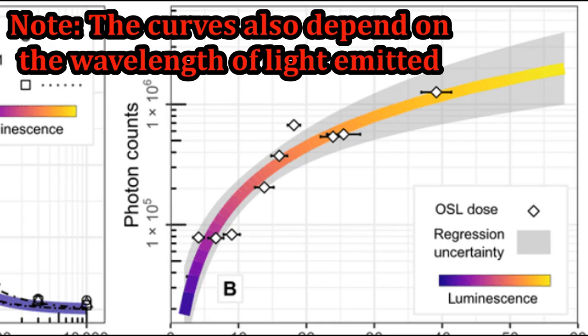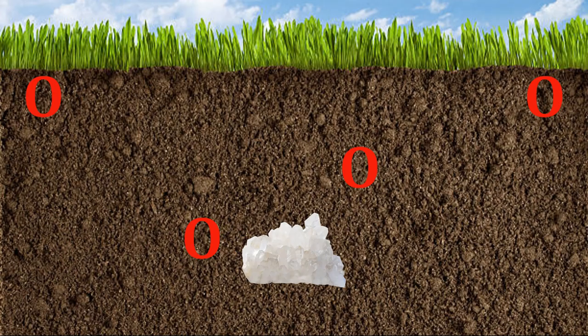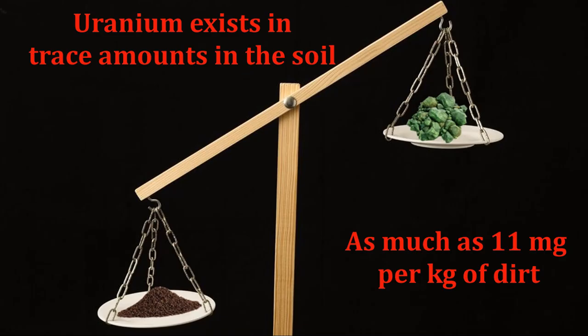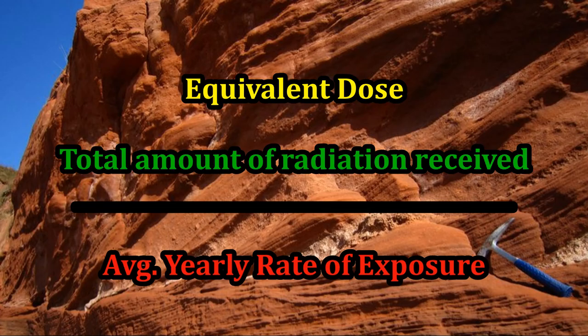The equivalent dose is the point on the graph where the natural luminescence intersects with the average curve of all of the lab-generated data. The yearly dose rate is achieved by taking additional samples from the surrounding environment. The dose rate can be simply determined by using radiation detectors on the surrounding soil, or by manually measuring the amount of uranium, thorium, rubidium, and potassium in the soil. Once the equivalent dose and dose rate have been determined, the age of the sample can be calculated.